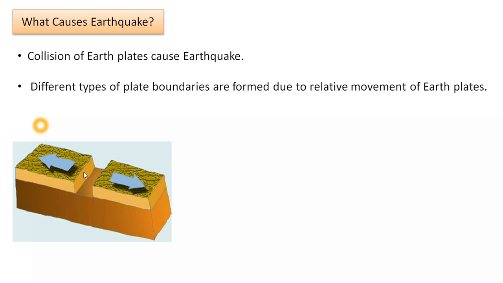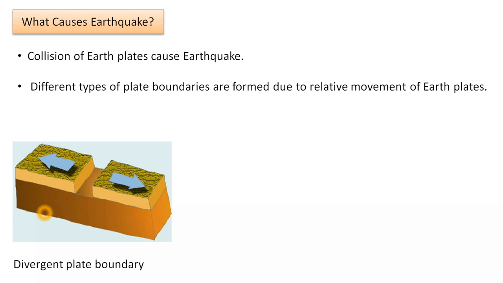So the first way is, let us suppose this is plate 1 and this is plate 2. This is the way that is possible: these two plates separate away from each other. When the plates slide apart from each other, this type of plate boundary is known as divergent plate boundary. The word divergent means something which starts from one point and then separates out. So here also the two plates are separating away from each other.